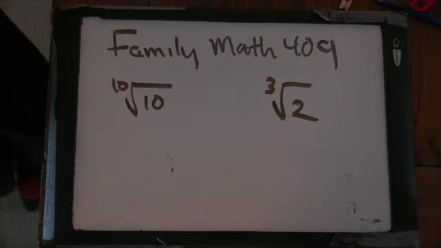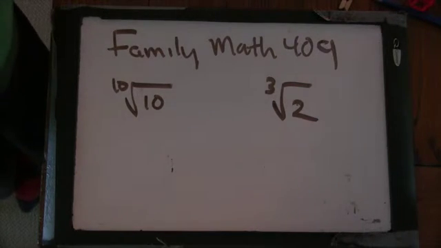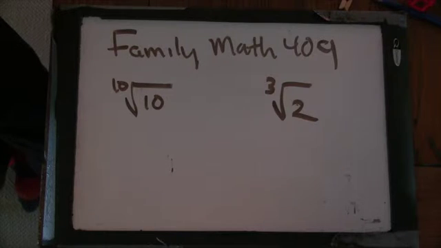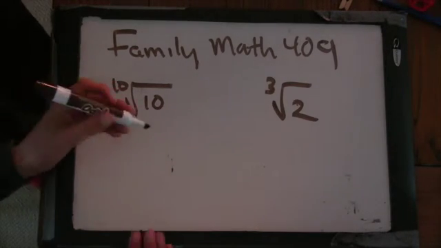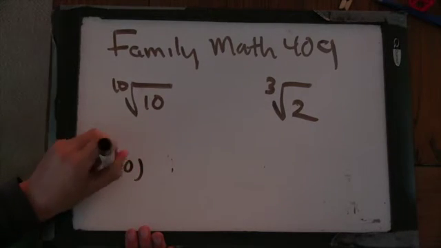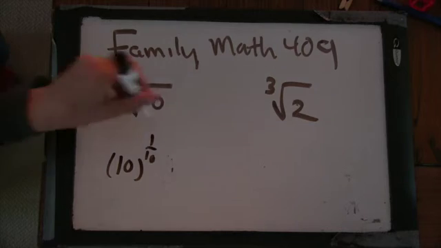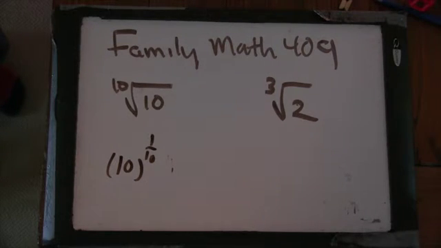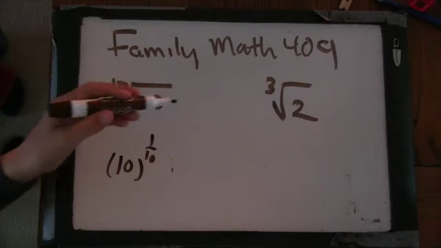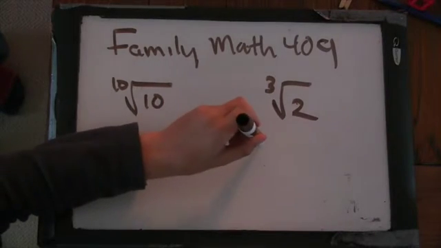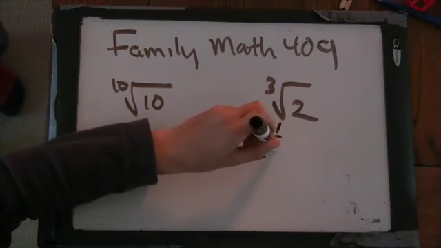So I thought it might be fun just to kind of talk about how could you compare these numbers. Well, I have an idea. Okay. So I want to get both of these. This is 10 to the 1/10. I want to get both of these numbers into something to the 1/10. So this currently is 2 to the 1/3.